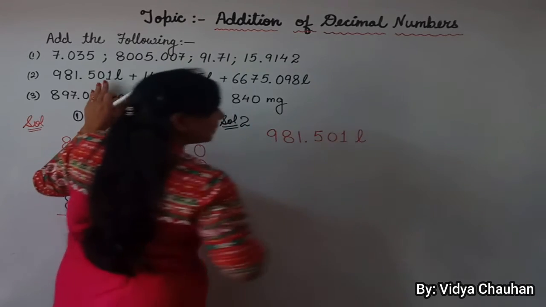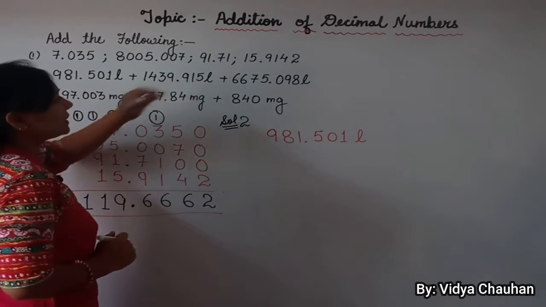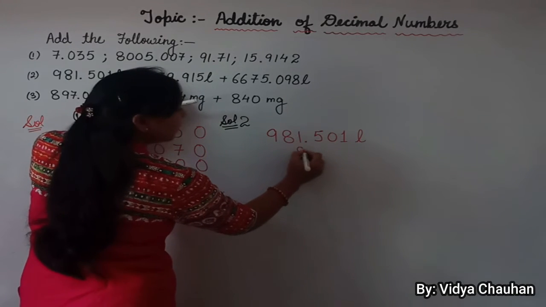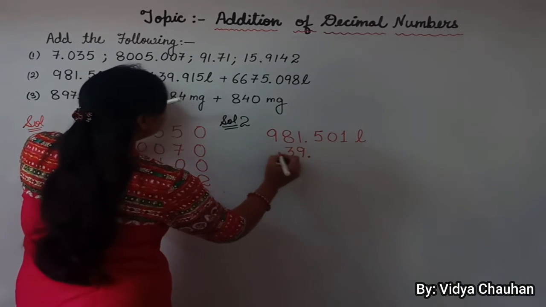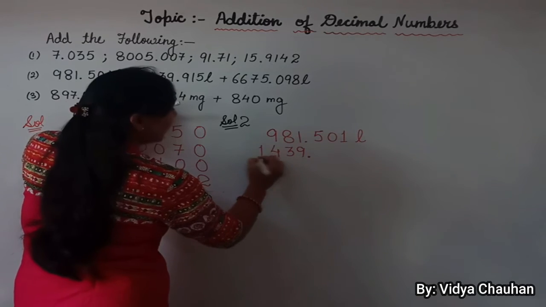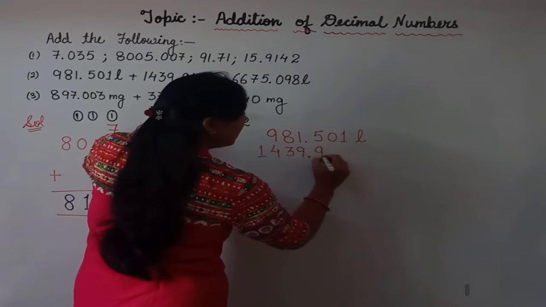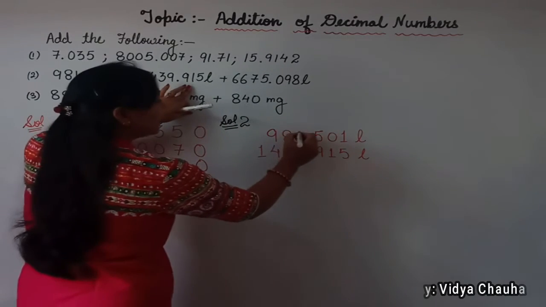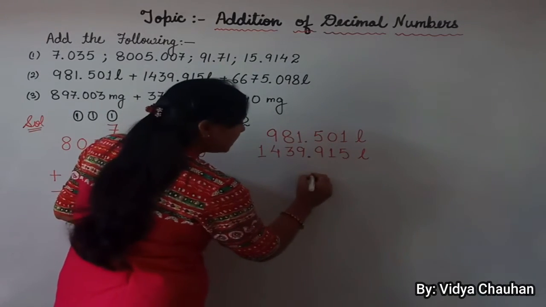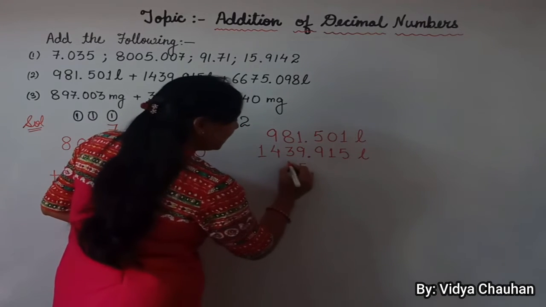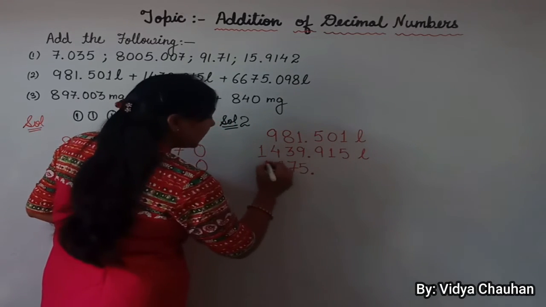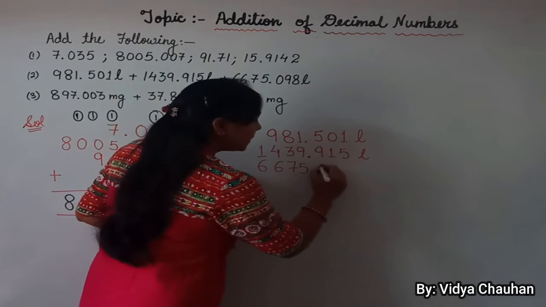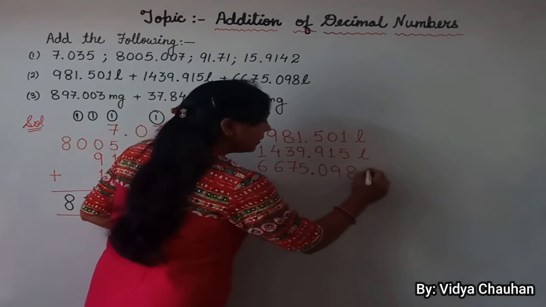981.501 liter. Clear? Writing up the second number, decimal, and before the decimal we have 9 at ones place, 3 at tens place, 4 at 100 place and 1 at the 1000 place. After the decimal 915 liters. Clear? Writing up the third number. Before the decimal we have 5 at ones place, 7 at tens place, 6 at 100 place and one more 6 at 1000 place. After the decimal, what we have? 098 liters.